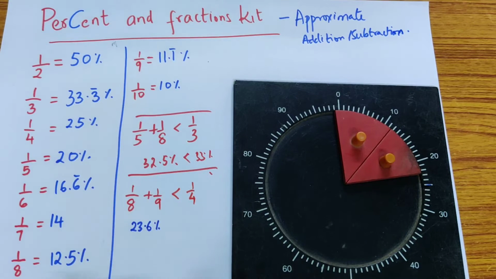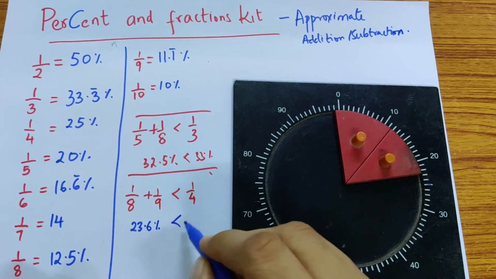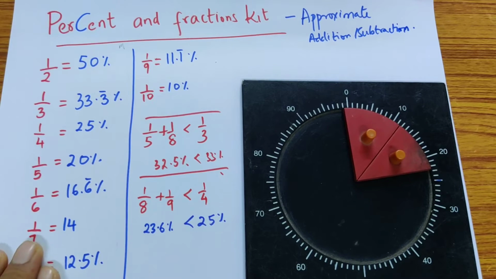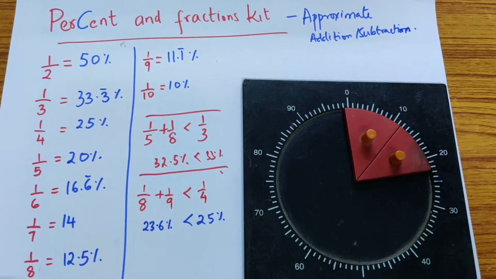1/4. This would not have been easy to do if you didn't have either the kit or convert it into these numbers, because you know this is 25%. So you can do all these cool things if you knew percentage and fraction kit approximately.